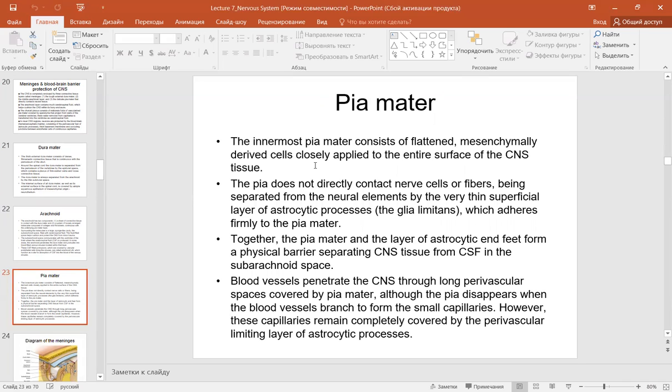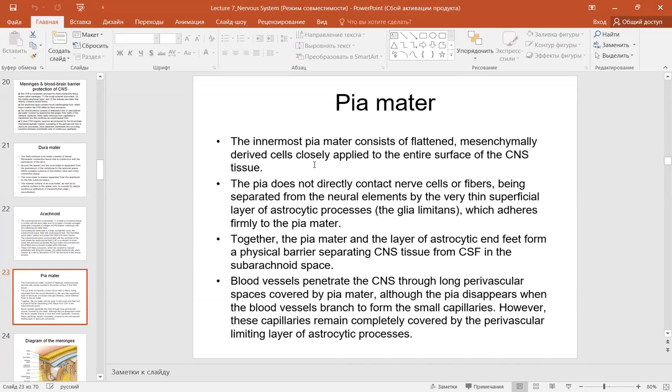The innermost pia mater consists of flattened mesenchymally derived cells closely applied to the entire surface of the central nervous system. The pia does not directly contact nerve cells or fibers, being separated from the neural elements by the very thin superficial layer of astrocytic processes, called the glia limitans, which adheres firmly to the pia mater. Together, the pia mater and the layer of astrocytic end feet form a physical barrier separating the central nervous system from cerebrospinal fluid in the subarachnoidal space.